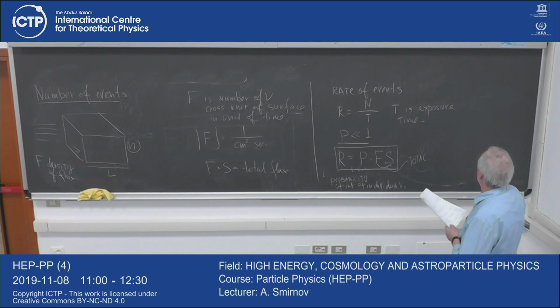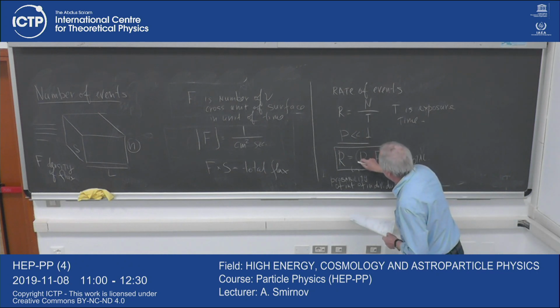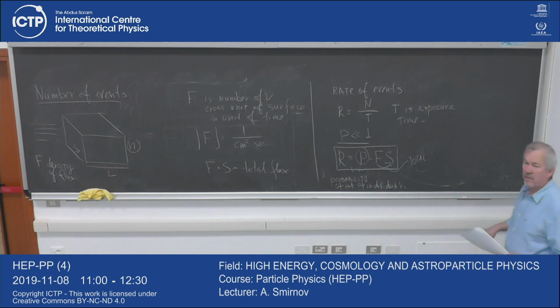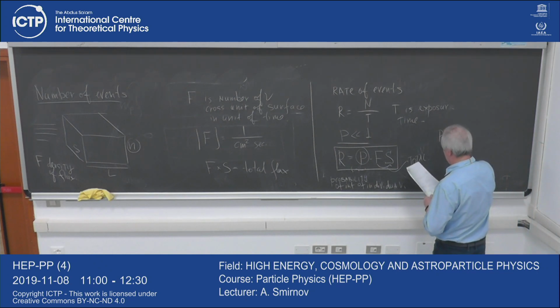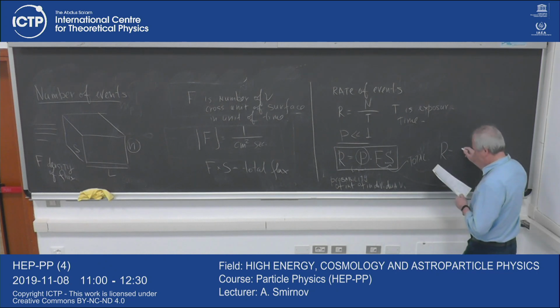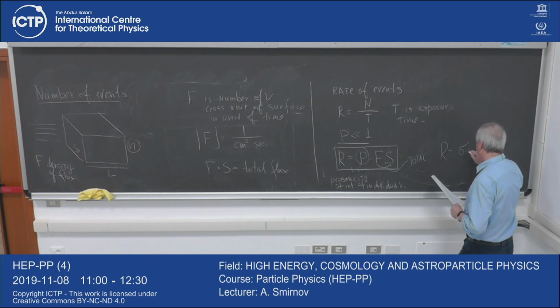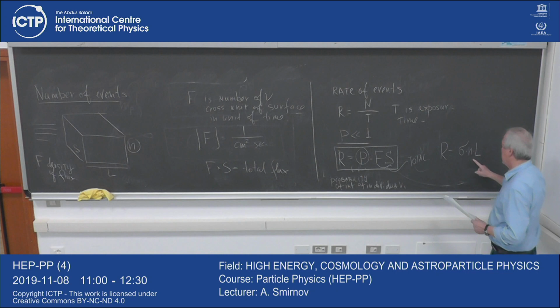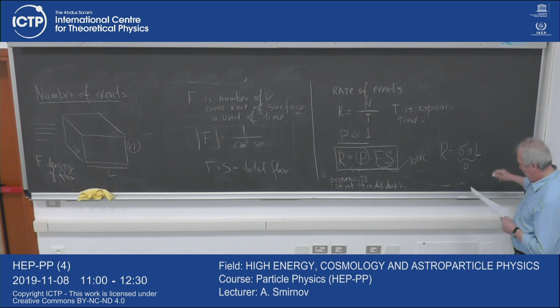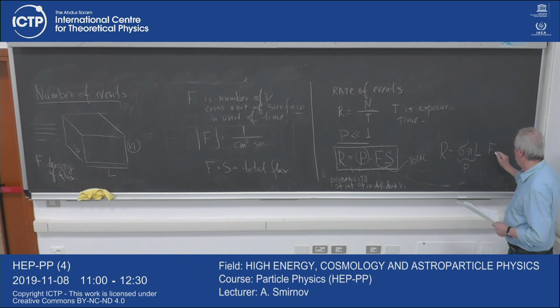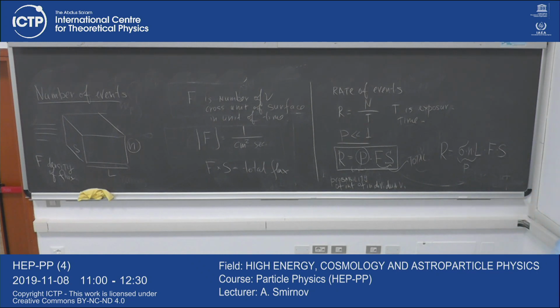Okay? So now let us write an explicit expression for this P, which we derived last lecture. The rate is, I'm writing, sigma times n times L. This is what we had for the probability. And then multiplying by the density of the flux and S. Agree?